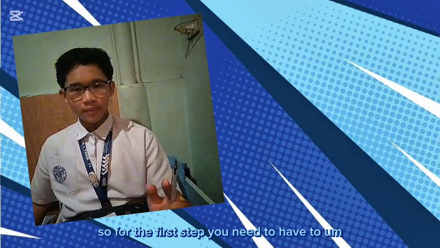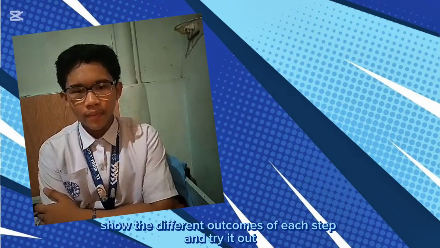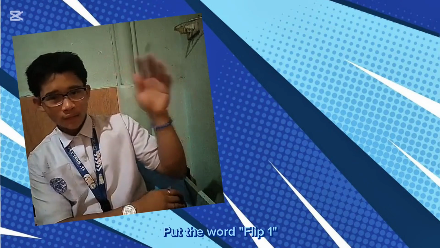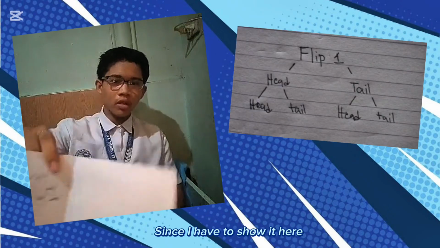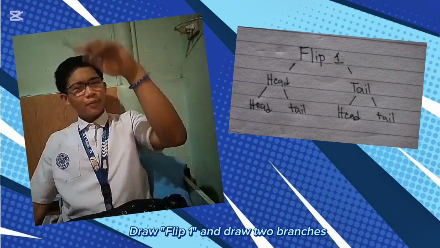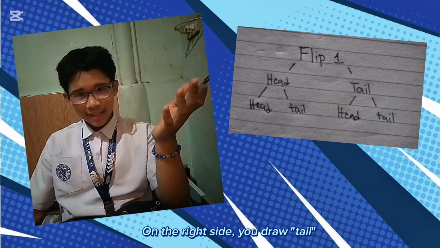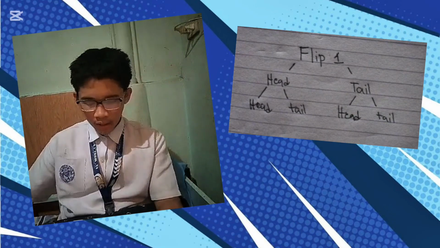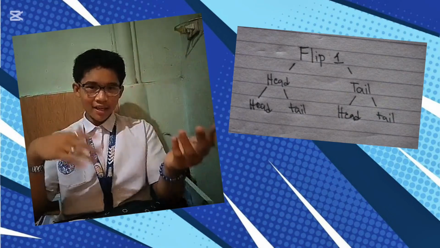For the first flip, we have to show the different outcomes of each flip and draw it out. Put the word flip 1 and draw two branches. On the right side, you draw tails, and on the left side, you draw heads. Basically, you have two branches now: tails and heads.